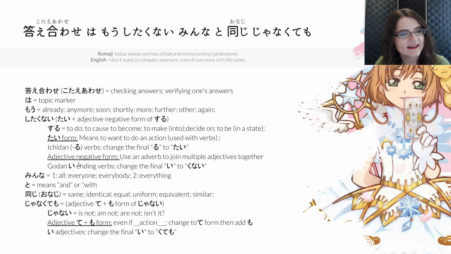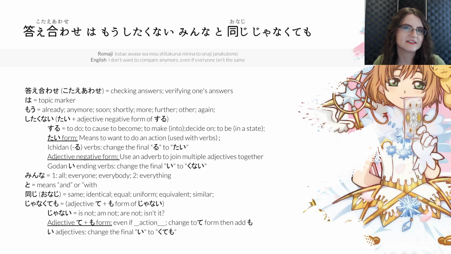And next we're going to make it negative, so you don't want to do that. And this tai turns it into an i ending adjective, so to make that negative, that i changes to kunai. So, suru becomes shitai, becomes shitakunai. Like, I do not want to do that thing. So, like, I already don't want to check answers or verify one's answers.